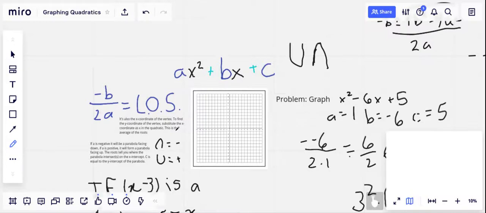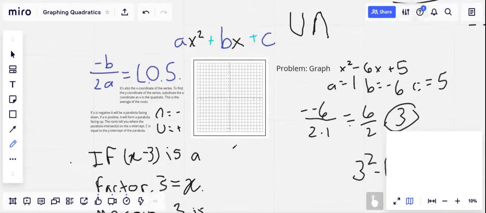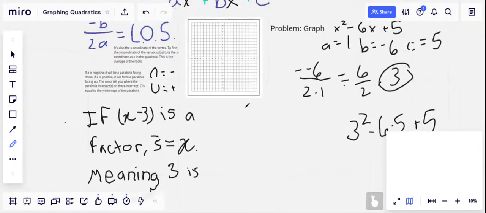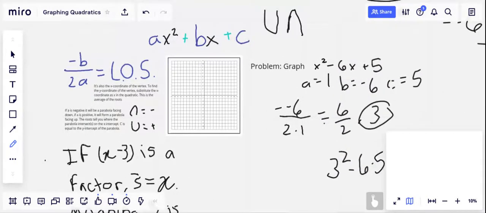And lastly, c, the constant term, will tell you where the parabola intersects on the y-axis. Just a small tip: if x minus 3 is a factor, then 3 is equal to x, meaning that 3 is a root. So let's try a problem.